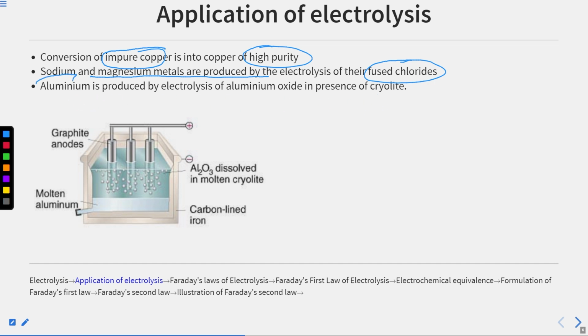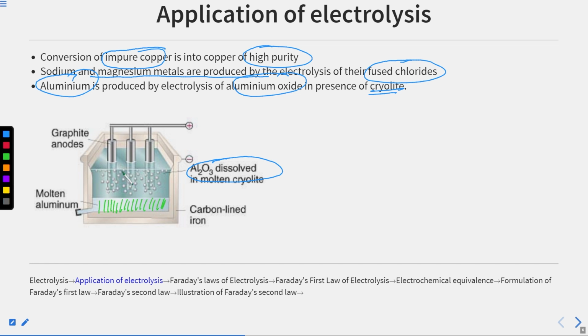Similarly, aluminium is obtained by the electrolysis of aluminium oxide in the presence of cryolite. So here is our Al2O3, that is aluminium oxide, and we are taking it in the molten state and applying potential, and at the bottom we are getting our molten aluminium. This is pure aluminium. In this way we can use electrolysis to get the pure form of any metal.